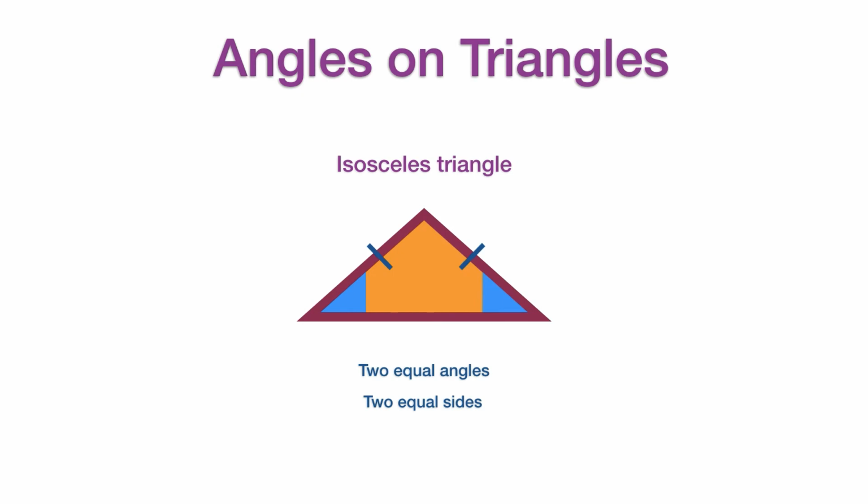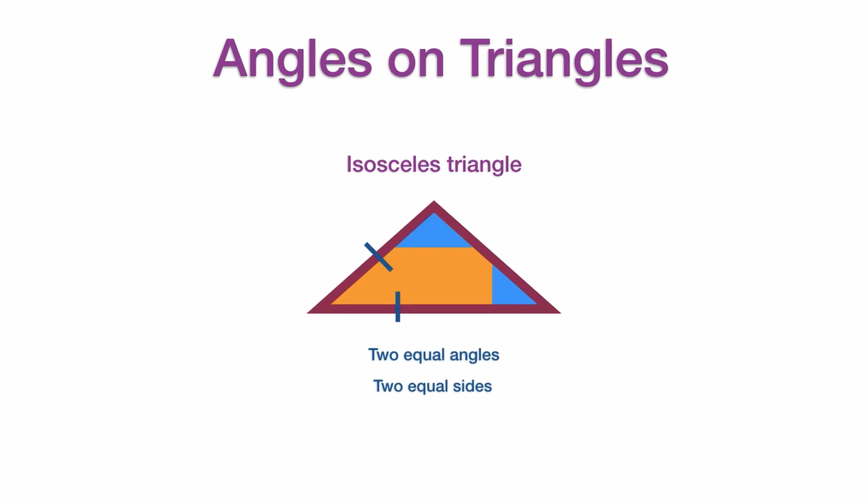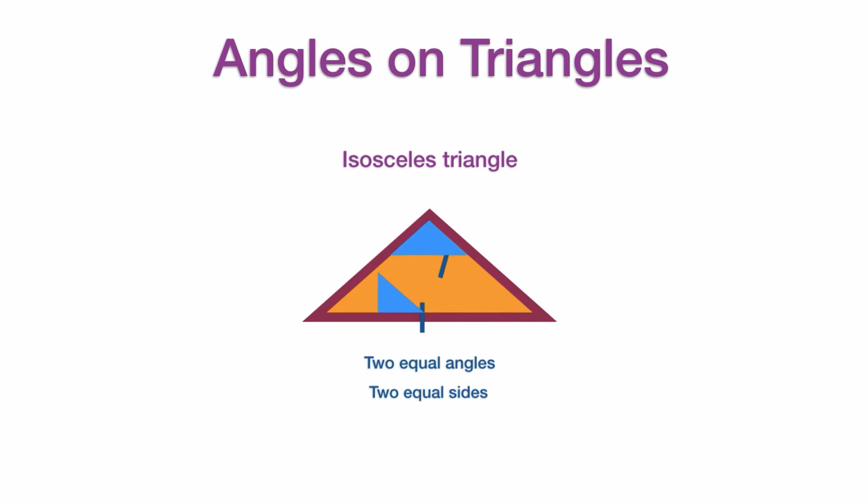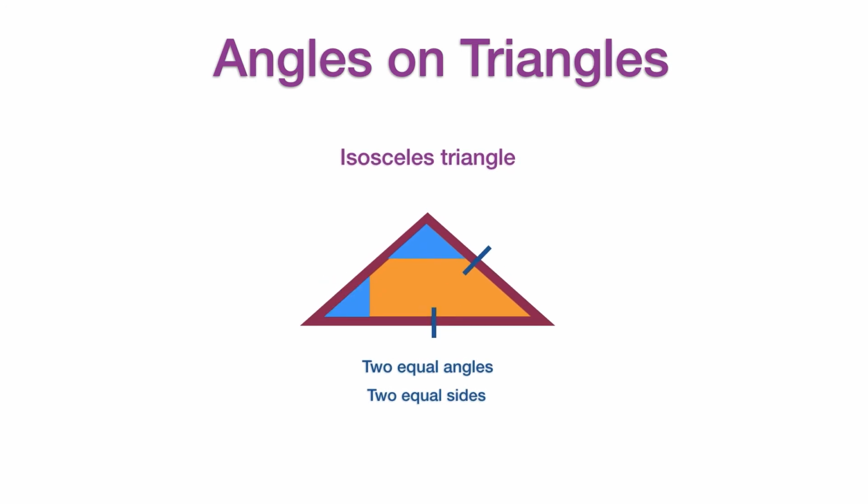Remember that the base angles of the isosceles triangles are located exactly opposite the sides which are equal. When those two sides are equal, then the angles are located opposite to these sides. And if these lines are equal, then the base angles are going to change as well.